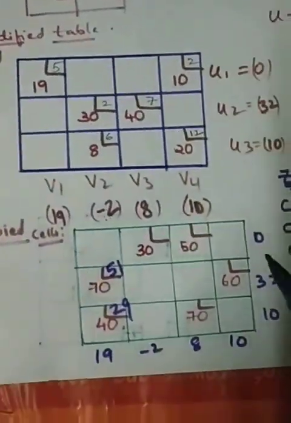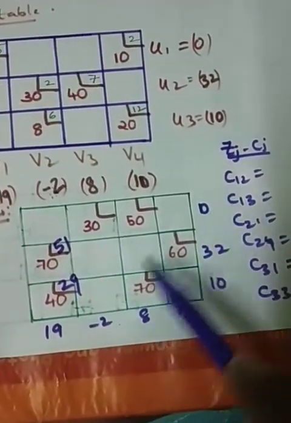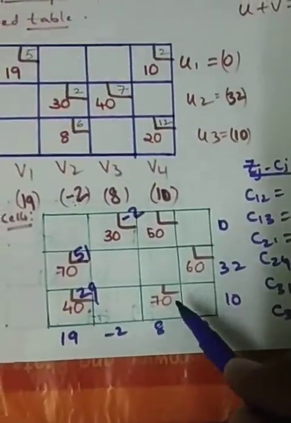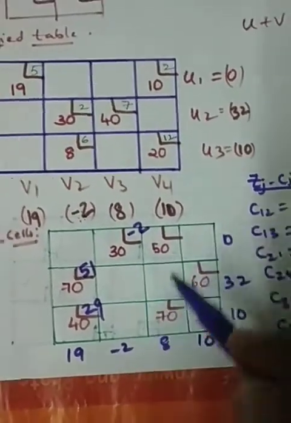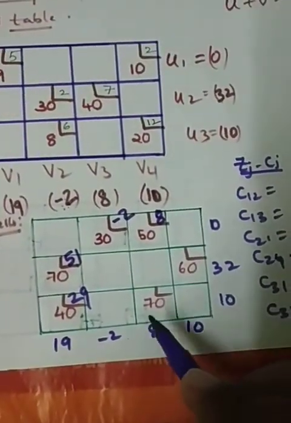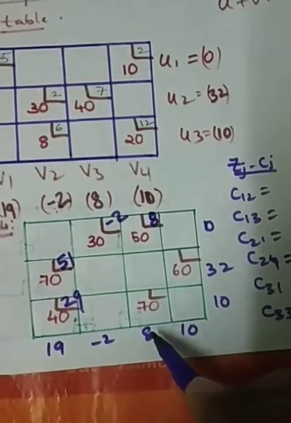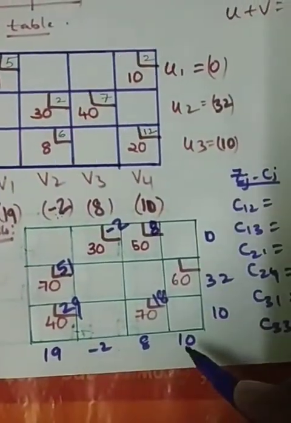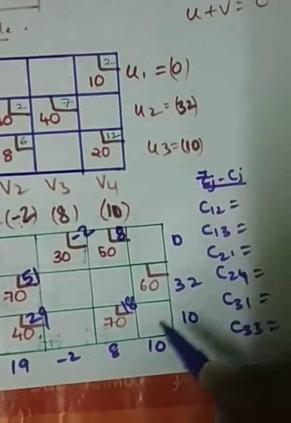Okay. Next, corresponding to this column the value is minus 2. Corresponding to this row the value is 0. Minus 2 plus 0 is minus 2. Corresponding to this column the value is 8. Corresponding to this row the value is 0. 8 plus 0, both of them are positive, right? I can allocate 8 units here. And next, corresponding to this column the value is 8, and corresponding to this row the value is 10. Both of them are positive. 8 plus 10 is 18. I can allocate 18. And finally, corresponding to this column the value is 10. Corresponding to this row the value is 32. Both of them are positive again. 32 plus 10 is 42.